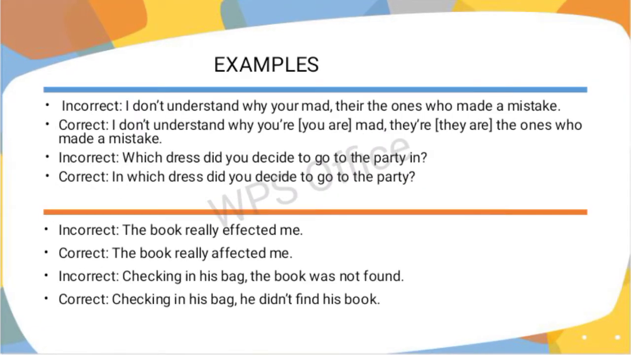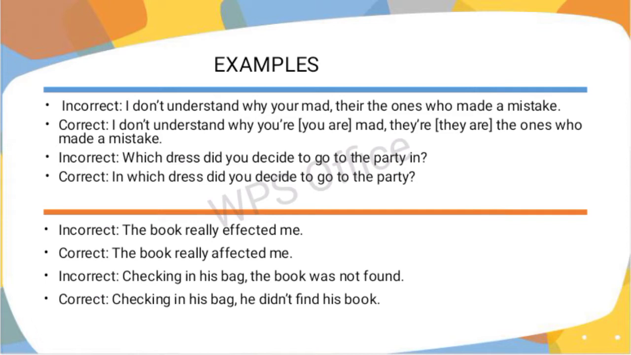So now I have here more examples of 10 common grammar errors. First example is, your mad. Their the ones who made a mistake. And the correct sentence is, I don't understand why you're mad. They're the ones who made a mistake. So example number 1 belongs to misuse of contractions and apostrophes. Why? Because as you can see from the incorrect sentence, your becomes you're with apostrophe, which means you are, and their becomes they're with apostrophe, which means they are.